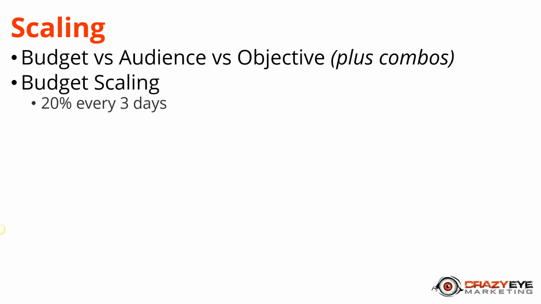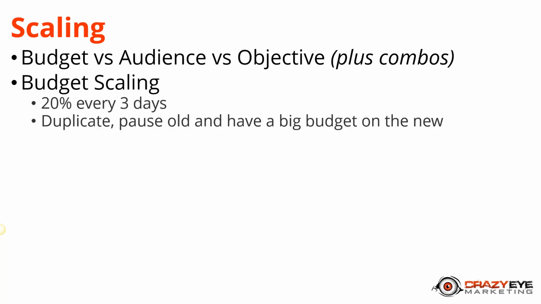Now, if you're spending $3 a day when testing your ad sets out, well, scaling 20% every 3 days, it's going to take you months before you get up to like $100 a day. So another way you could go ahead and scale your budget is by duplicating the ad set that is working, pausing that old ad set, and having a big budget on the new ad set. So if you had an ad set working at $3 a day, you would just pause that one, duplicate it, and set that new one at $50 a day or whatever your new budget is and turn that one on and let it run.